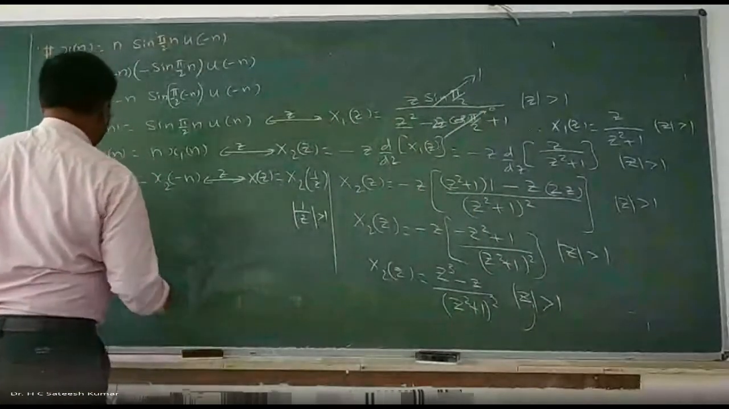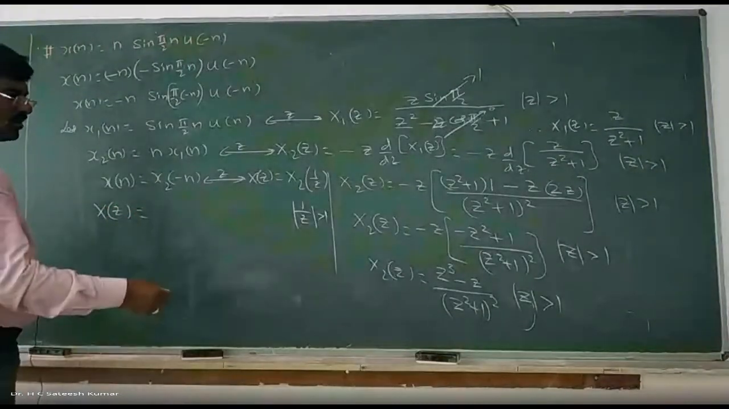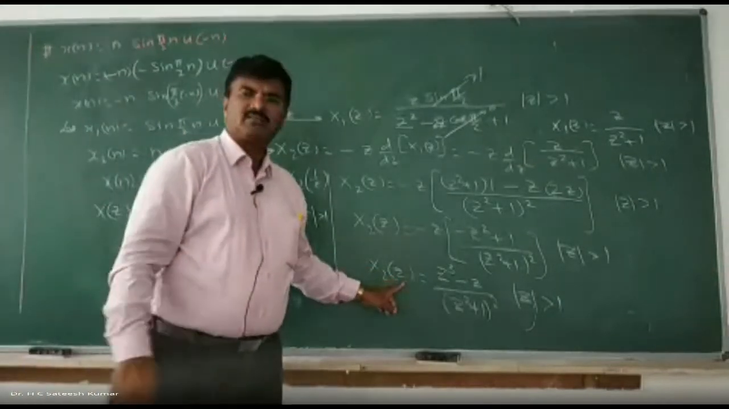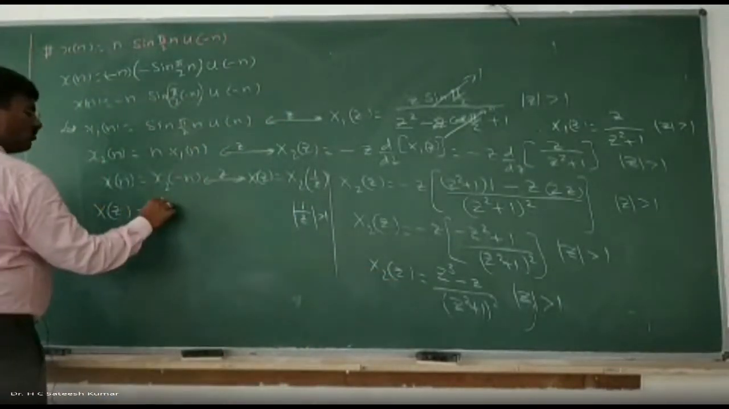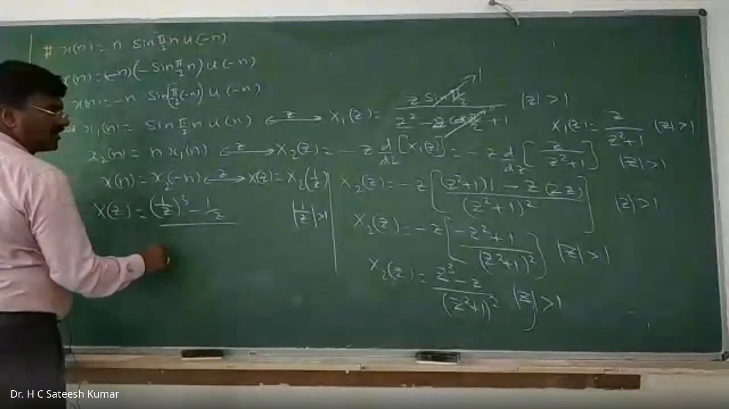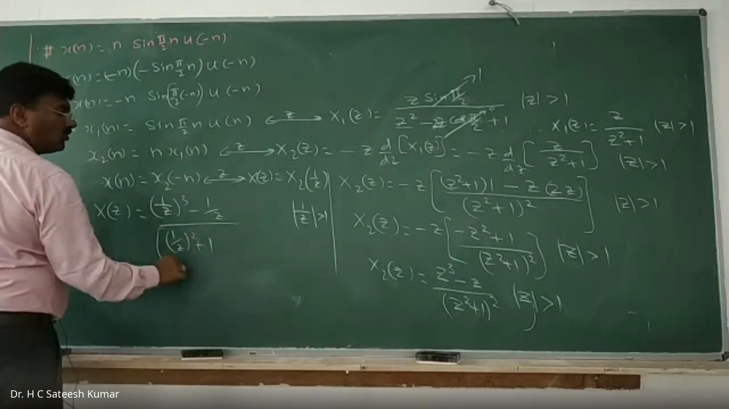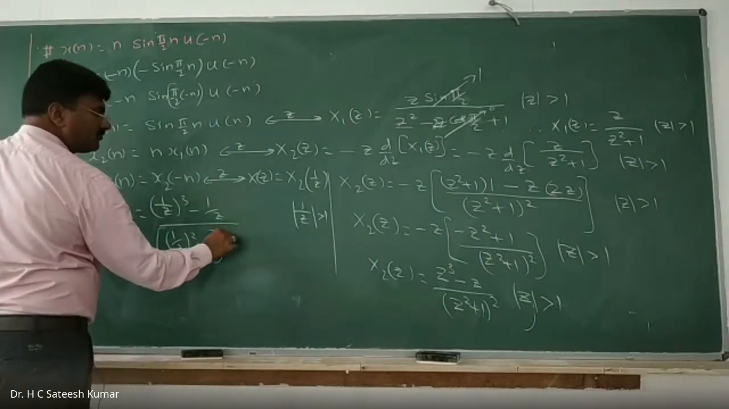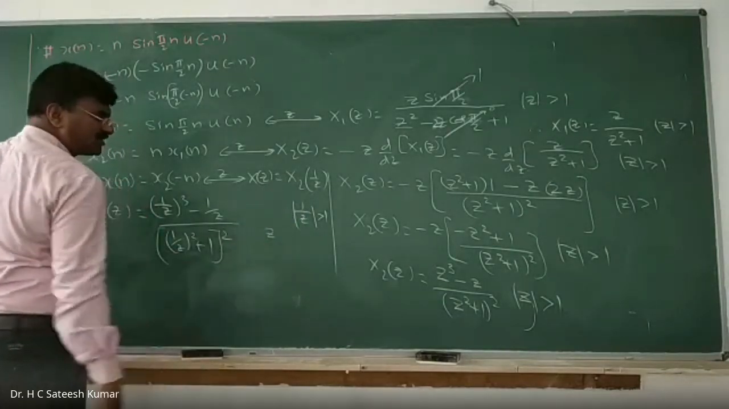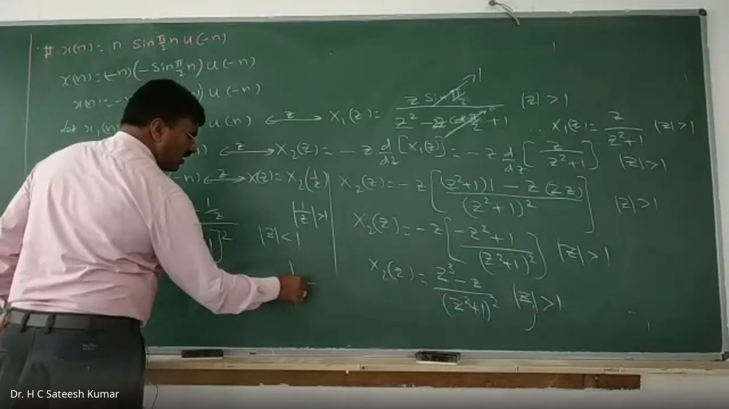Okay. Now, x of z is equal to x2 of 1 by z. x2 of 1 by z is what? In x2 of z, replace z by 1 by z. Therefore, what will you get? 1 by z whole cube minus 1 by z divided by 1 by z whole square plus 1 whole square, with ROC mod z. Take the reciprocal on both sides. When you're taking the reciprocal, greater than will become less than, mod z less than 1, and we can easily say that.